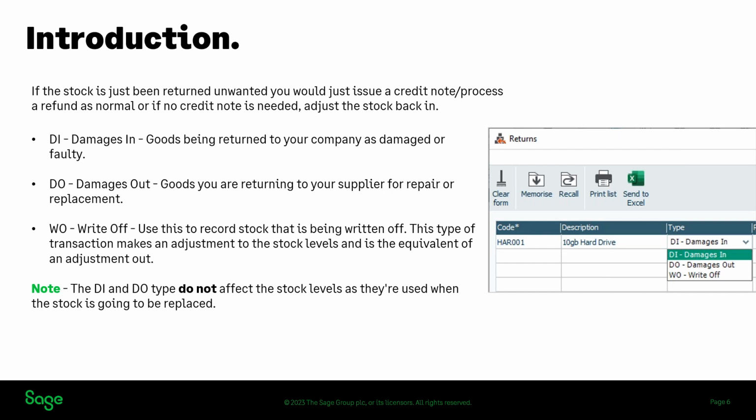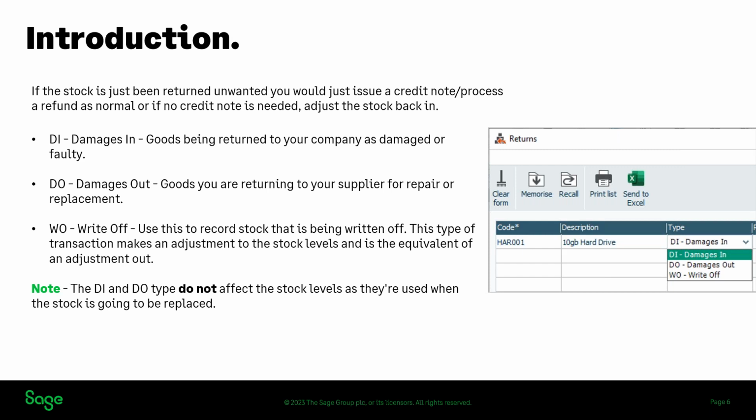Please note, if you are using damages in or damages out as a type, it will not affect the stock levels as they're used when stock is going to be replaced. So when using this option, it's only going to impact your products module, such as the product activity. Using this option will not impact your transactions in the transaction module or projects or anywhere else in the software.